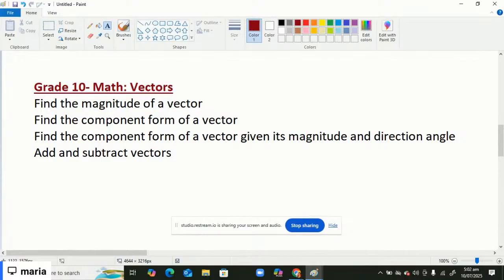So today we are here for grade 10 maths. The chapter we discuss today is vectors, and here is the list of the lessons we cover: find the magnitude of a vector, find the components of a vector given its magnitude and direction angles, and add and subtract vectors.